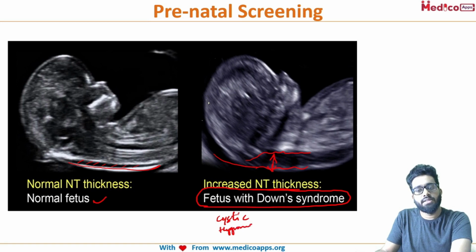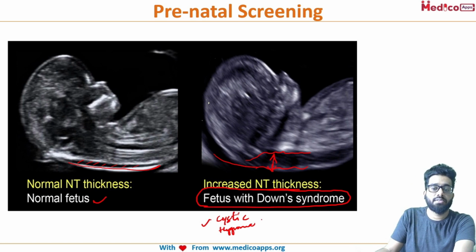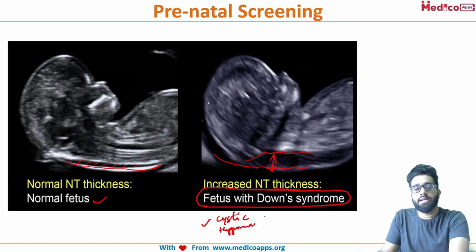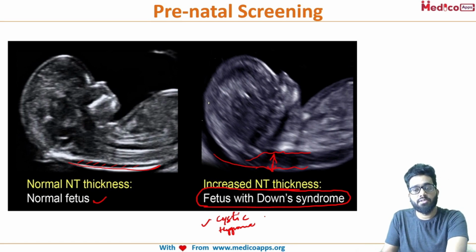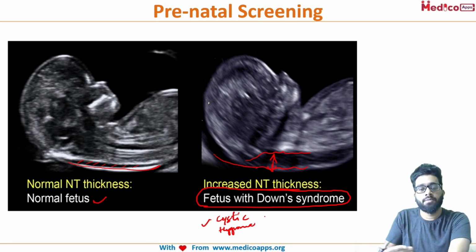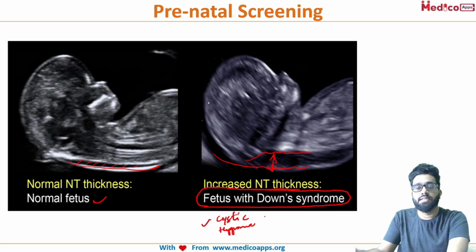Cystic hygroma is seen in Turner syndrome. It's usually seen in Down syndrome, but can also be seen in cystic hygroma. So what I mean is this test is not specific for Down's, but it can give you a clue that we're probably dealing with Down syndrome. Along with other screening tests, it will be a very sensitive test for Down syndrome.